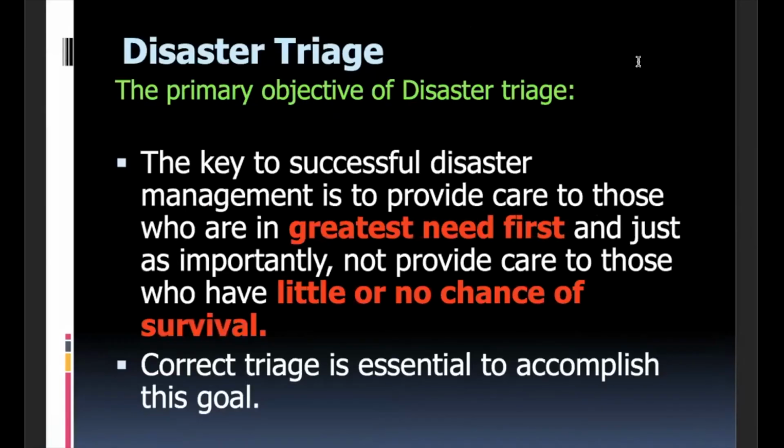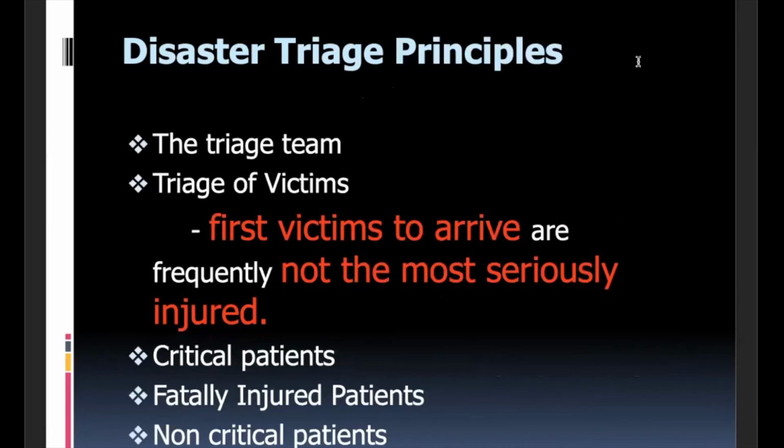Disaster triage, the primary objective. The key to successful disaster management is to provide care to those who are in greatest need first, and just as importantly, not provide care to those who have little or no chance of survival. Correct triage is essential to accomplish this goal. That is why you really have to have clinical reasoning, critical thinking, and a clinical eye, so that you can properly categorize patients and know who to prioritize and attend to first.